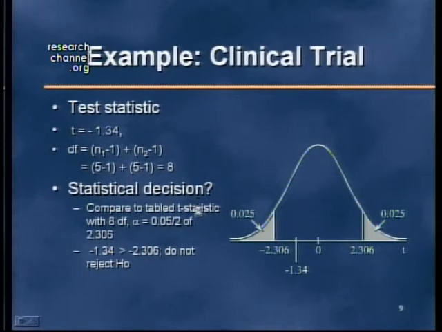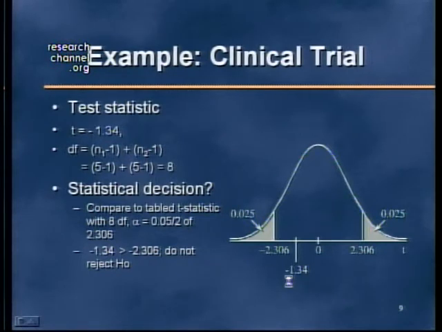Then we would have to go to the tabled t-statistic with 8 degrees of freedom, looking at splitting a significance level of 0.05 into two tails, in other words, 0.025 in each of the tails, and we would see that the tabled value is 2.306. So the rejection region then is any value of the t-statistic that's 2.306 or something bigger, or negative 2.306 or something smaller. Where did ours fall?